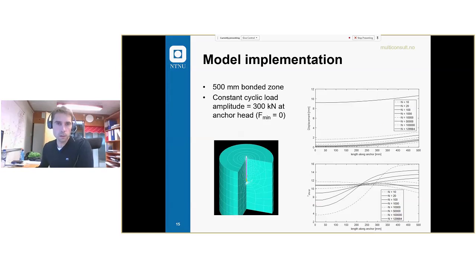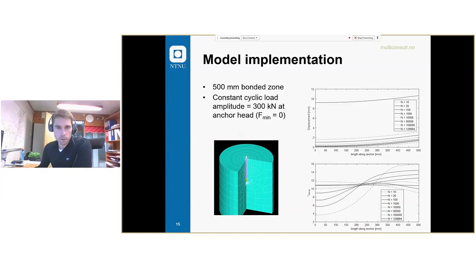On the vertical axis we are looking at displacement. So the displacements are largest at the anchor head, and we have plotted these lines to illustrate numbers of cycles. After 10 cycles is this lower line, and then we have 20, 100, 1000, 10,000 cycles up to 130,000 here, where we have the failure.